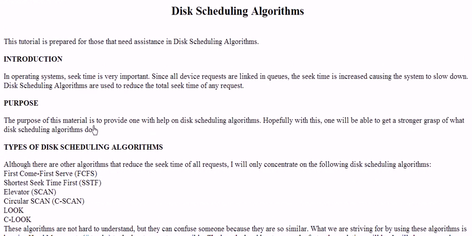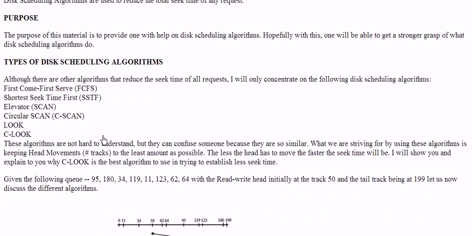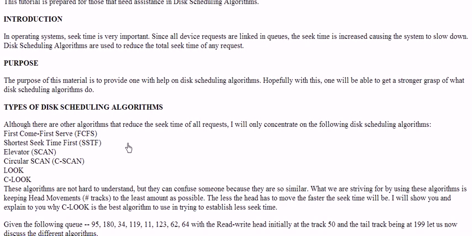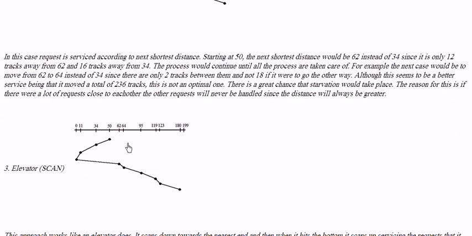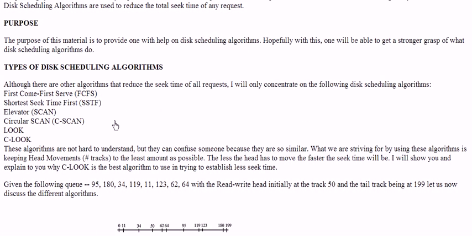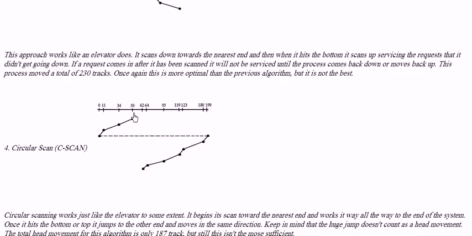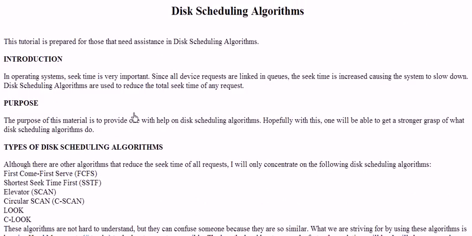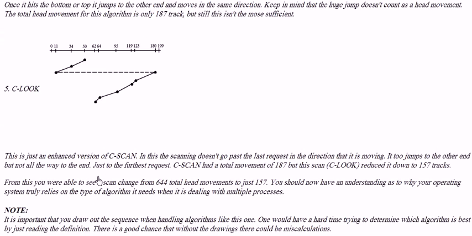As you can see here, we started from first come first serve, FCFS, which has about 640 tracks. We move forward to shortest seek time first, SSTF, an optimized version with about 263 tracks. A little bit forward with elevator, we got 230. And circular scan, we got 187. And the last thing, the C-look algorithm, we got 157. So we can compare between them and see what is the best. From this, you were able to see that the total head movements changed from 644 to just 157.